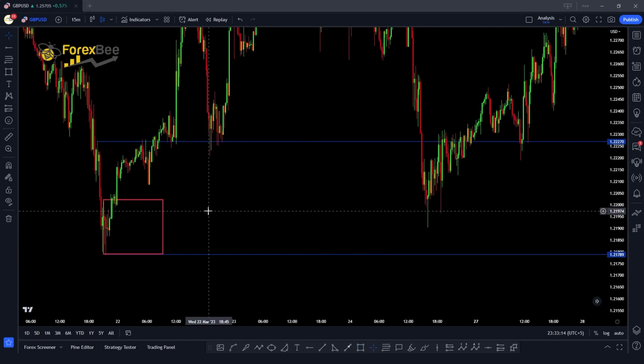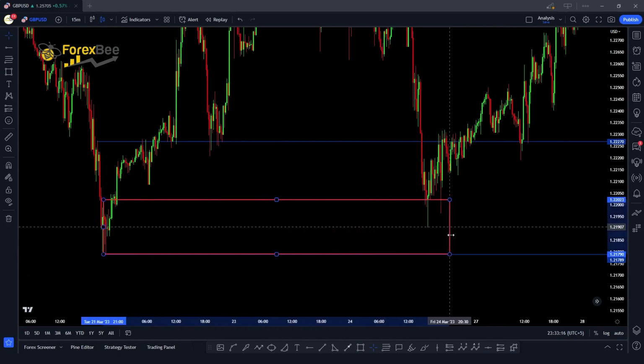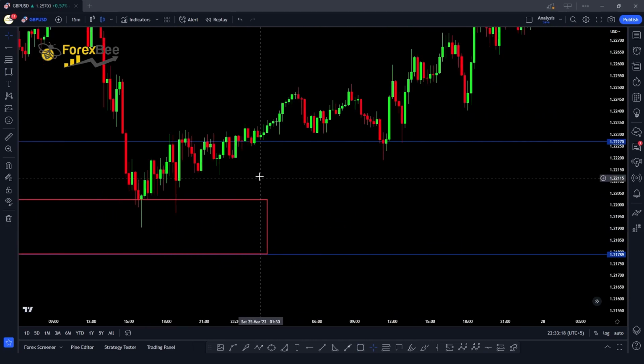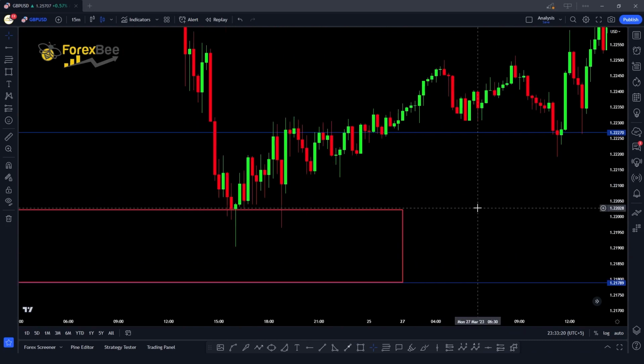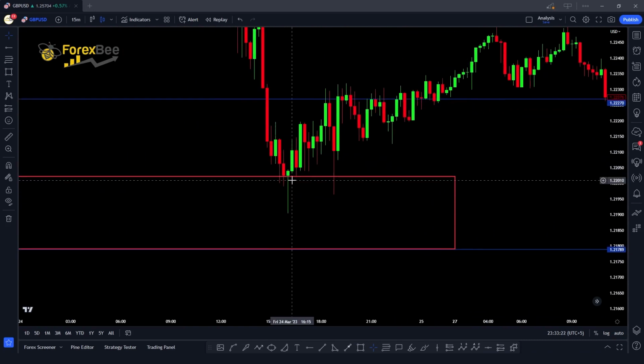Now if we zoom out, we can see that the market did come back to pick these pending orders, and here with the formation of this bullish pin bar, we are pretty sure that now the market is going to move in the bullish direction, because after the formation of this bullish pin bar, the breakout is in the bullish direction with the next candle. So this confirms that the market is going to move in the bullish direction.